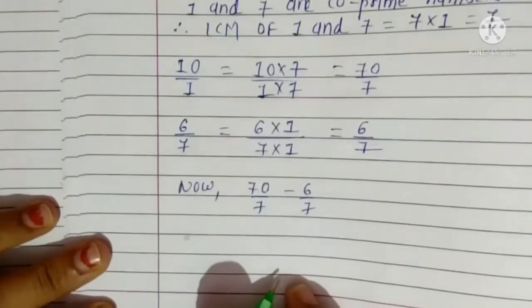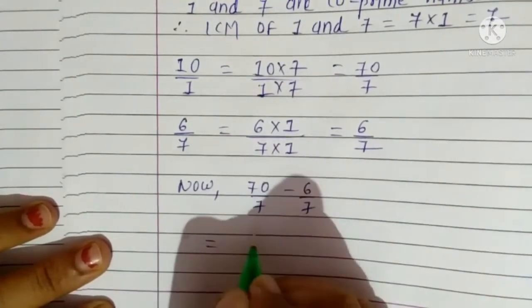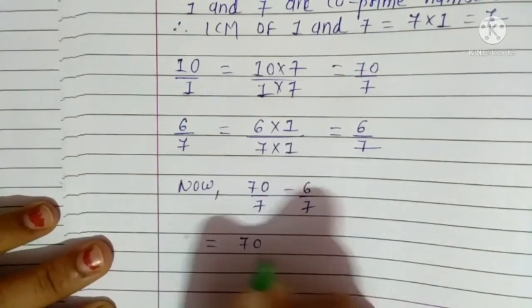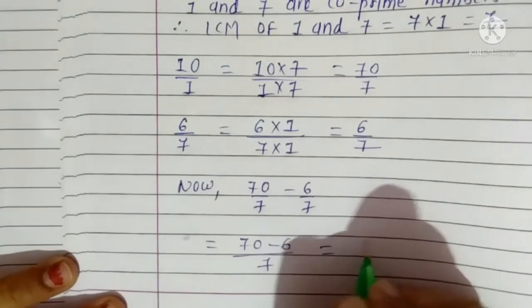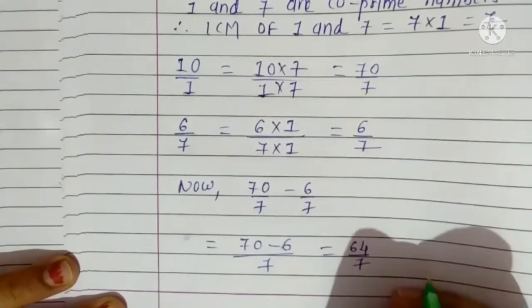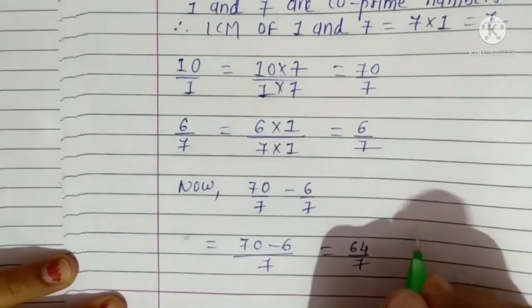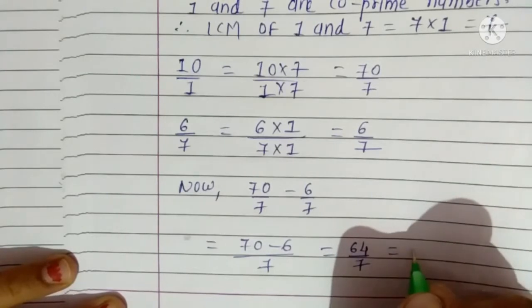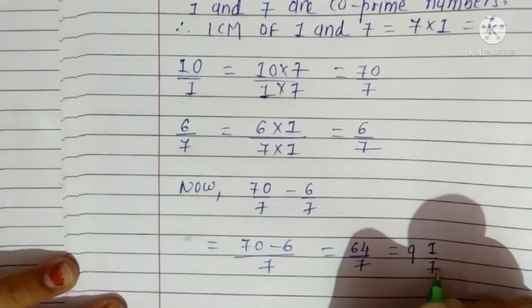Here, we observe that denominators are same. So, we subtract 70 minus 6. We get answer 64 upon 7. This is an improper fraction. So, we convert it into mixed fraction. And mixed fraction is 9 complete 1 upon 7.